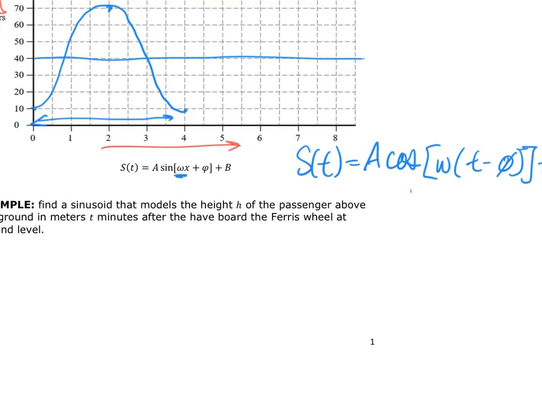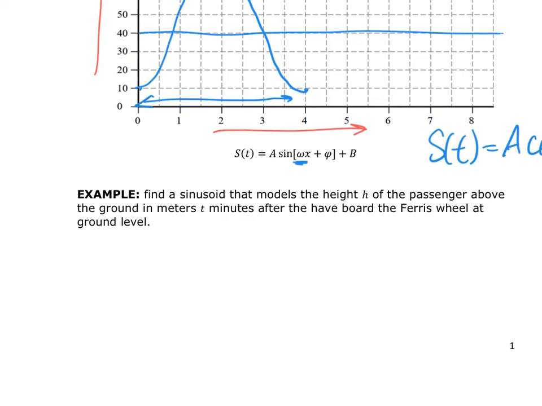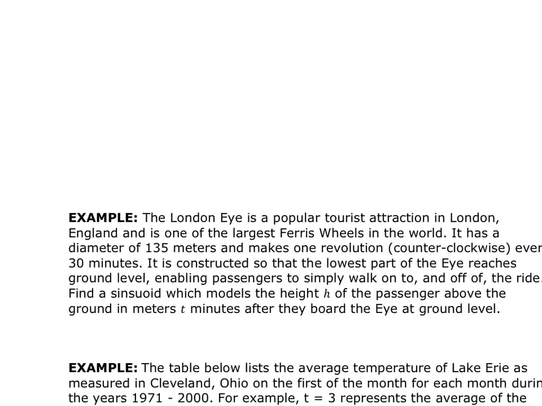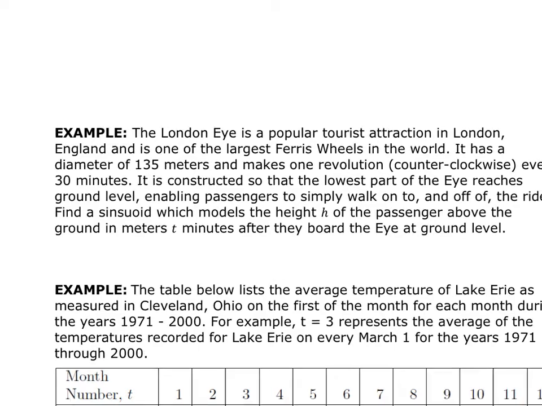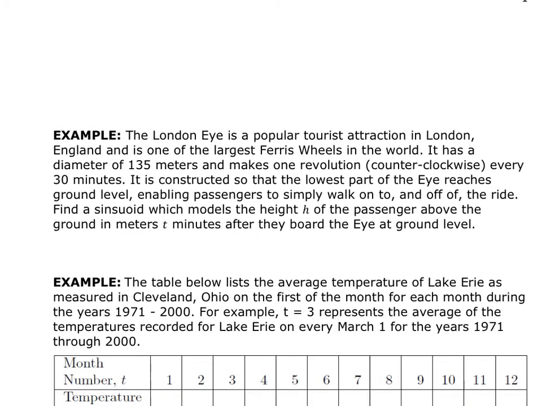All right. Okay, so we just did that sinusoidal example. Here's another one. I want you to do this one on your own. See if you can come up with this one. It is the London Eye. If you've ever been on it, it's slow as heck.